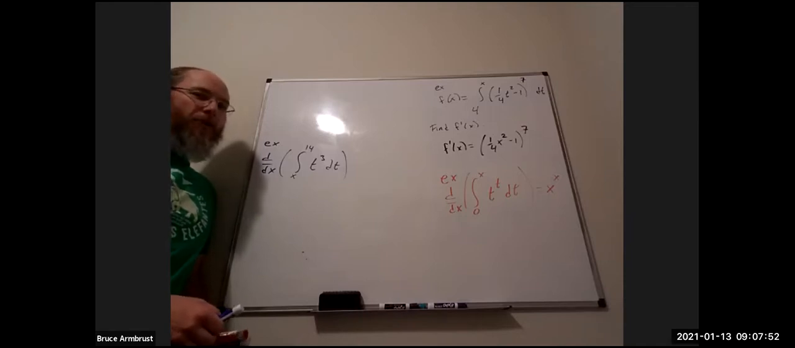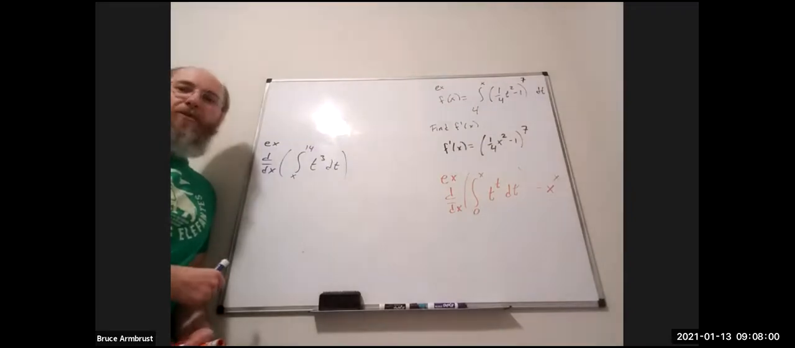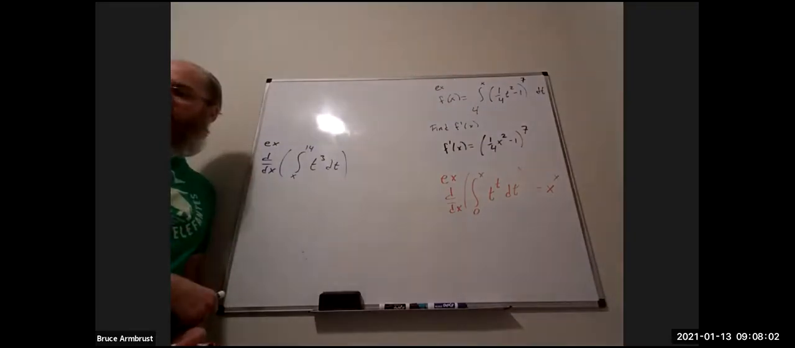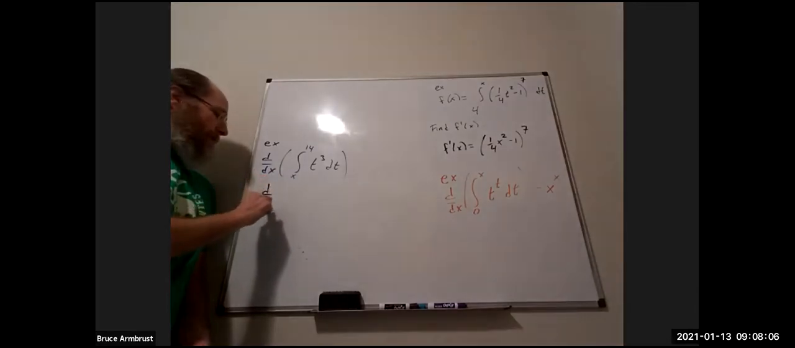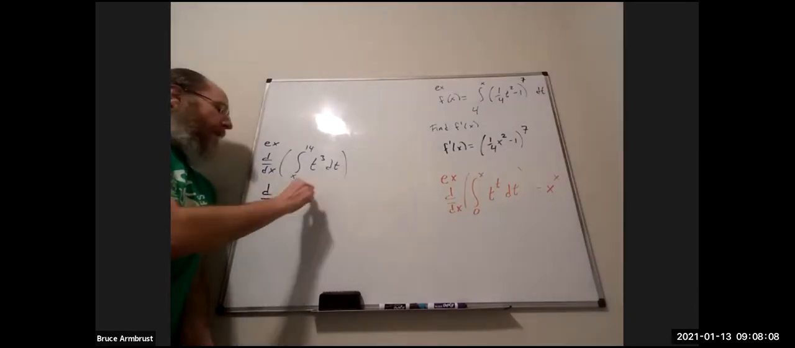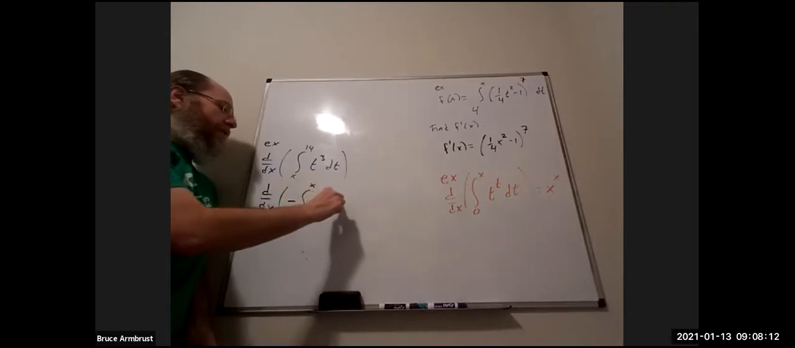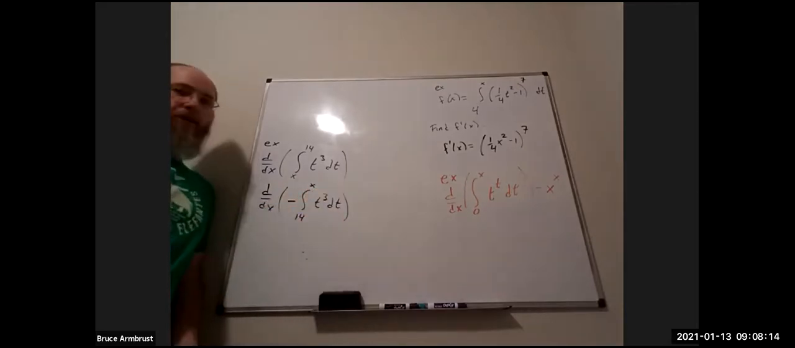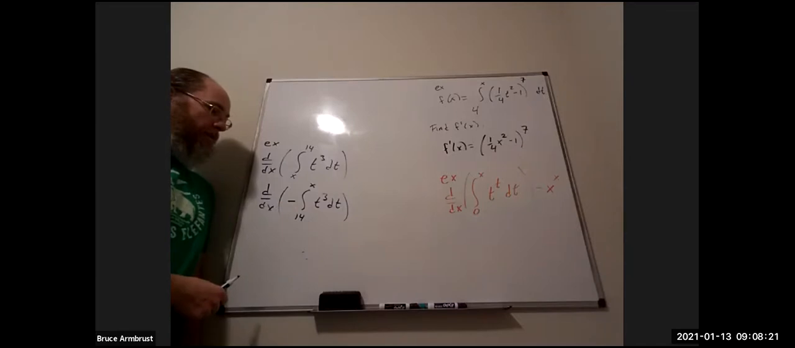Does anybody remember the rule? I showed it to you a couple days ago. But do you remember what happens when you swap the bounds? Cool, thanks, Alexi. Just put in the chat, she put in a minus. Right? This is actually the same as the negative integral from 14 to x of t cubed dt. So if you swap the bounds, you change the sign.